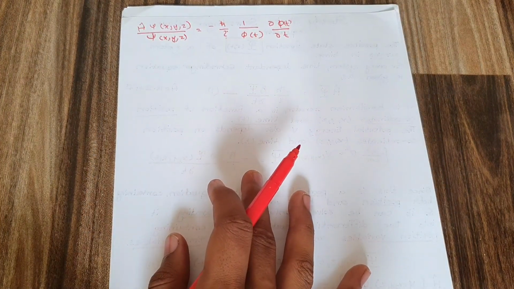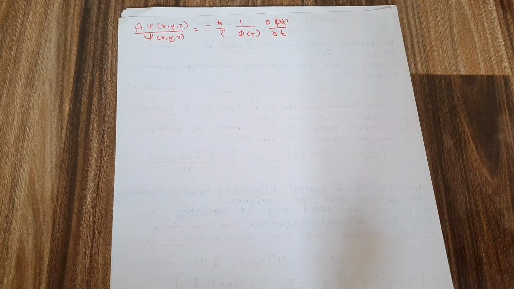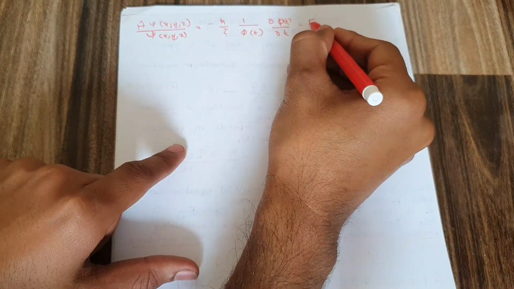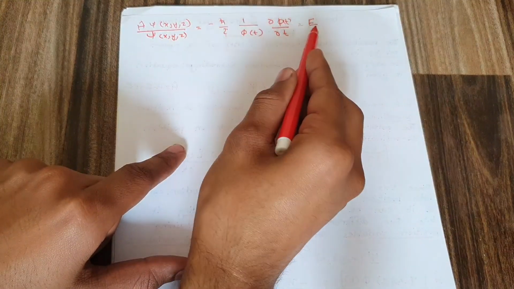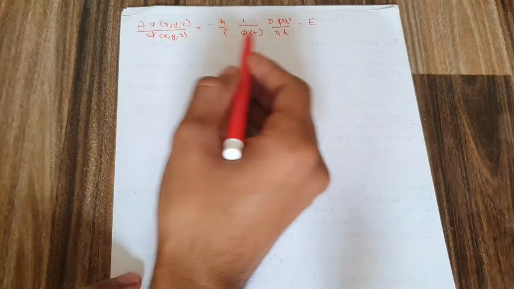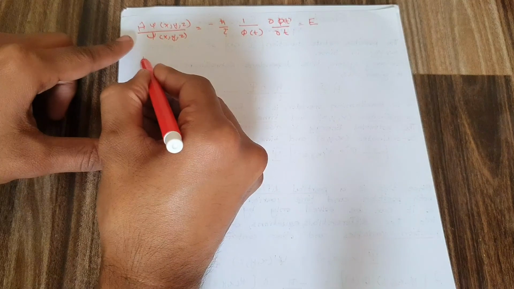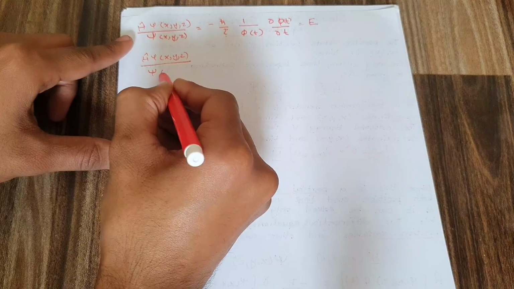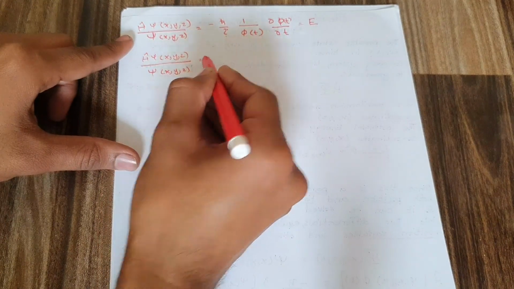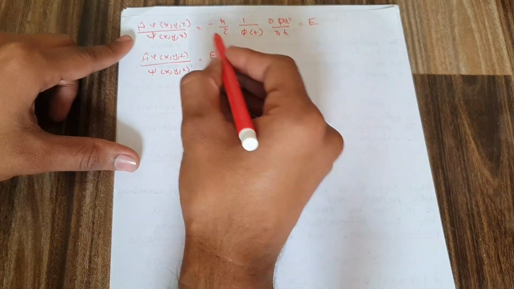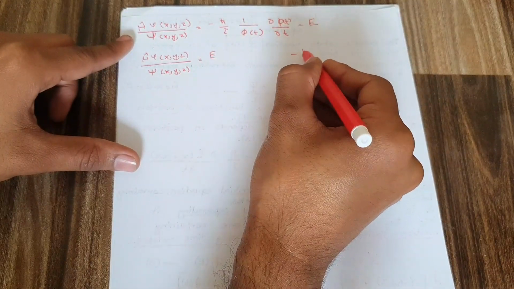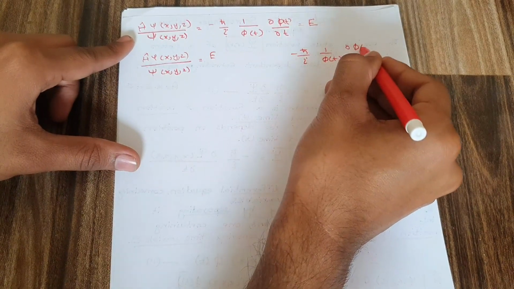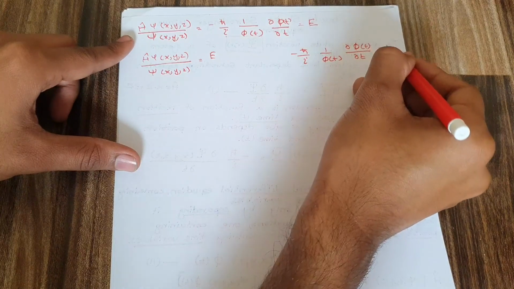So proceeding on, the next thing that we are going to do is take both of these equations to be equal to a constant e. So on breaking it up, I can say that H psi x y z divided by psi x y z is equal to a constant e. And this part is also equal to a constant e: 1 over phi t multiplied by curly phi t divided by curly t is equal to e.